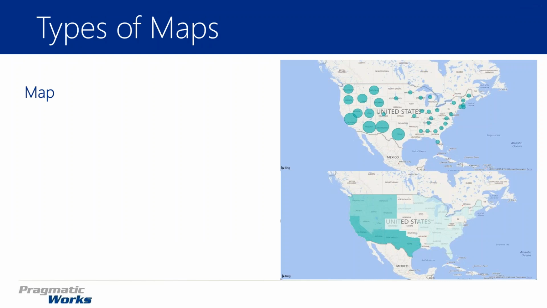So, quick overview of different types of maps. We have the basic map within Power BI. This basic map is also a bubble map by default. It is a bubble map, is what the top picture is. And we also have a fill map picture on the screen. What the fill map does is essentially the same thing as a bubble map, except it fills up the entire area rather than just a bubble.